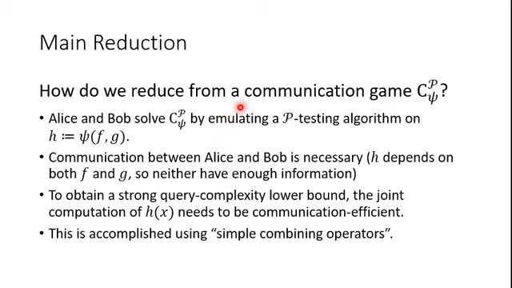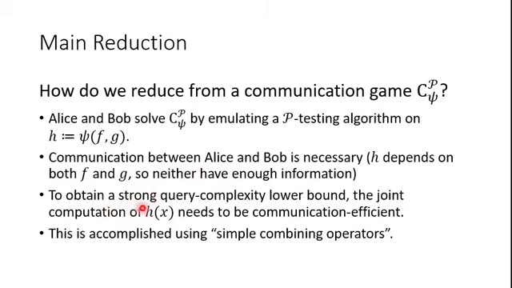Now, how do we reduce from a communication game like the one we just defined to a property testing algorithm? What we'll do is Alice and Bob will solve C_P^psi by emulating a P-testing algorithm on h, which is defined as such using psi. Communication between Alice and Bob has to occur, as we said earlier, because h depends on both f and g. So neither of them has enough information to compute h on their own, so they have to communicate.